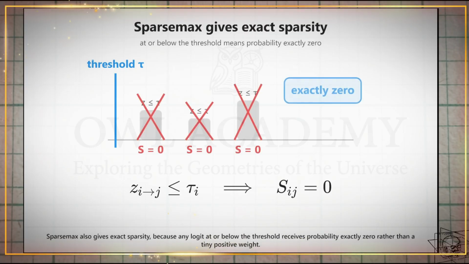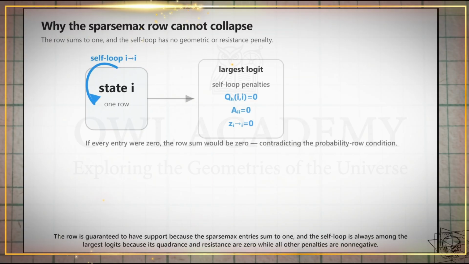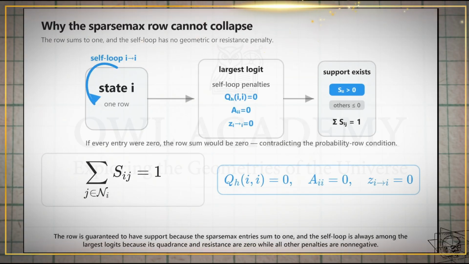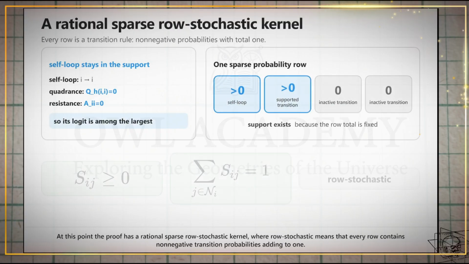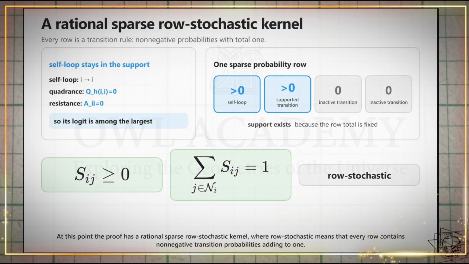Sparsemax also gives exact sparsity because any logit at or below the threshold receives probability exactly 0, rather than a tiny positive weight. The row is guaranteed to have support because the Sparsemax entries sum to 1, and the self-loop is always among the largest logits because its quadrants and resistance are 0, while all other penalties are non-negative. At this point, the proof has a rational sparse row-stochastic kernel, where row-stochastic means that every row contains non-negative transition probabilities adding to 1.